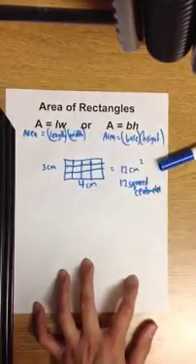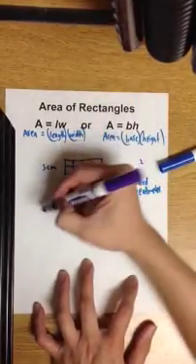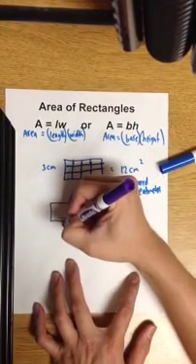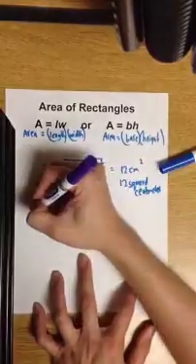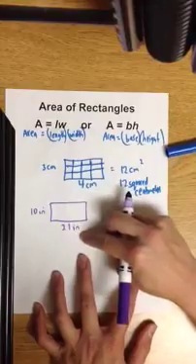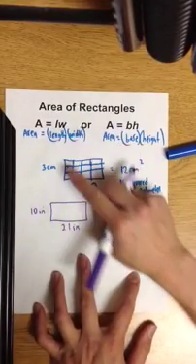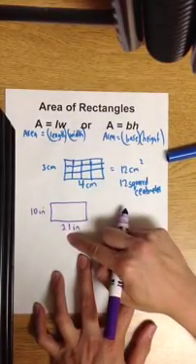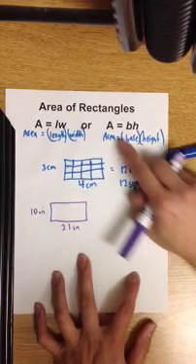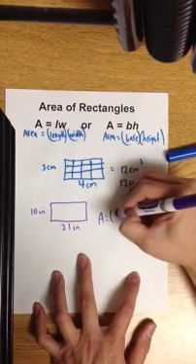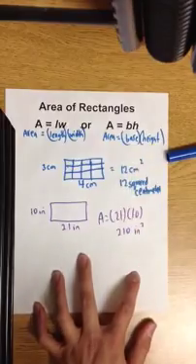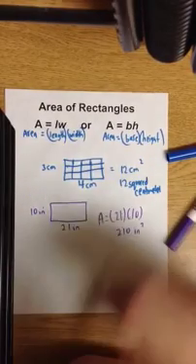So let's do another quick one without the square units or square centimeters. Let's do 21 by 10 inches. The length or the base, remember length and base are the same thing, is 21 inches. The height or the width is 10 inches. You multiply the two numbers. 21 by 10 is 210 squared inches. And that is how you find area.